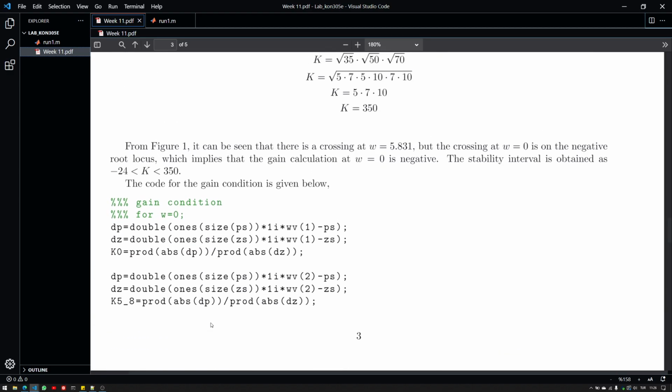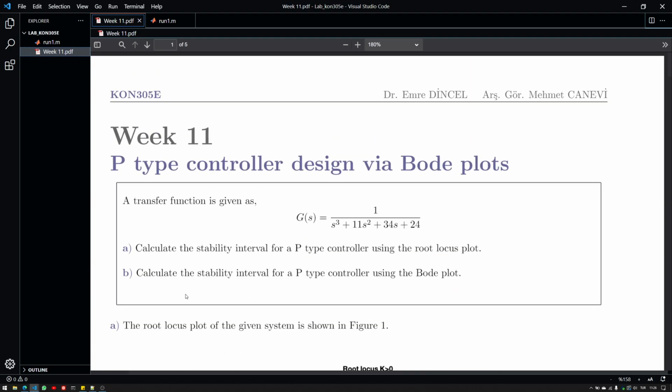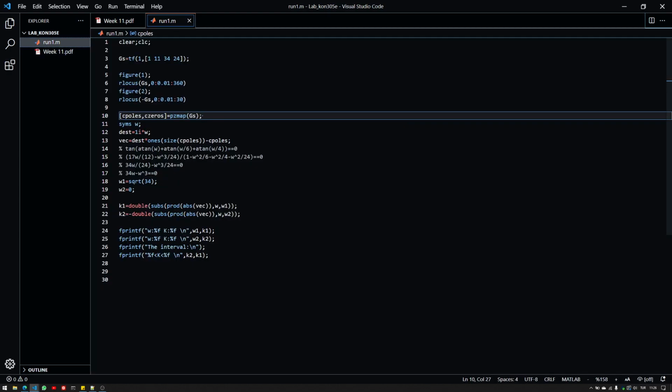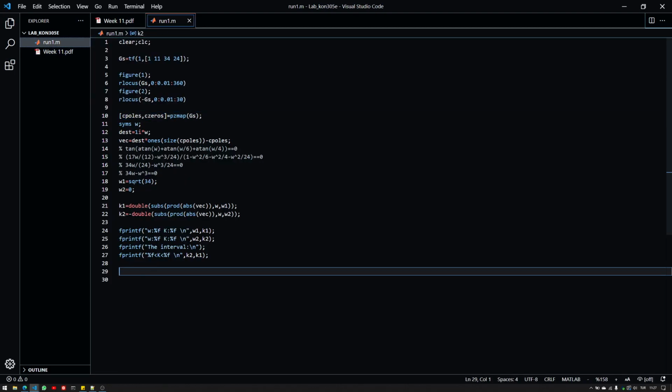So now the second part of today's lesson is about the Bode plot. Now, even though we can use the root locus plot approach, this is not the only solution that we can come up with. So I can briefly mention one that is not even our topic today, which is the following.